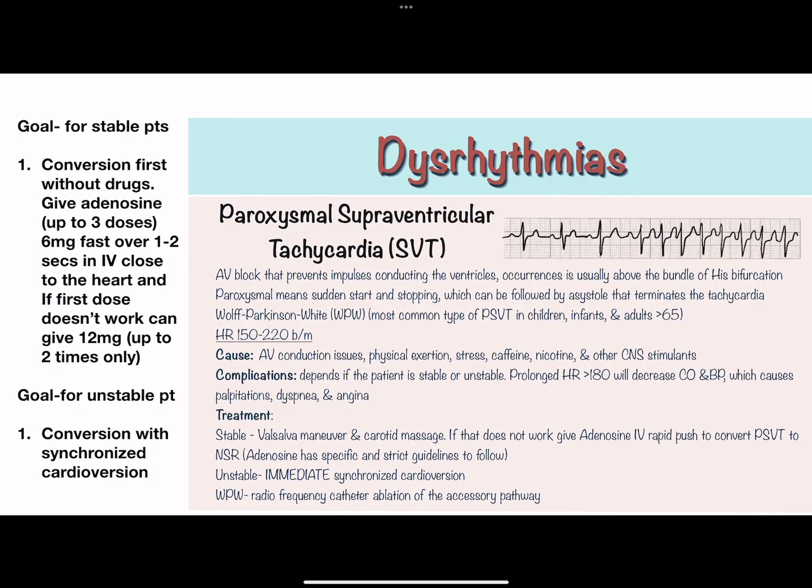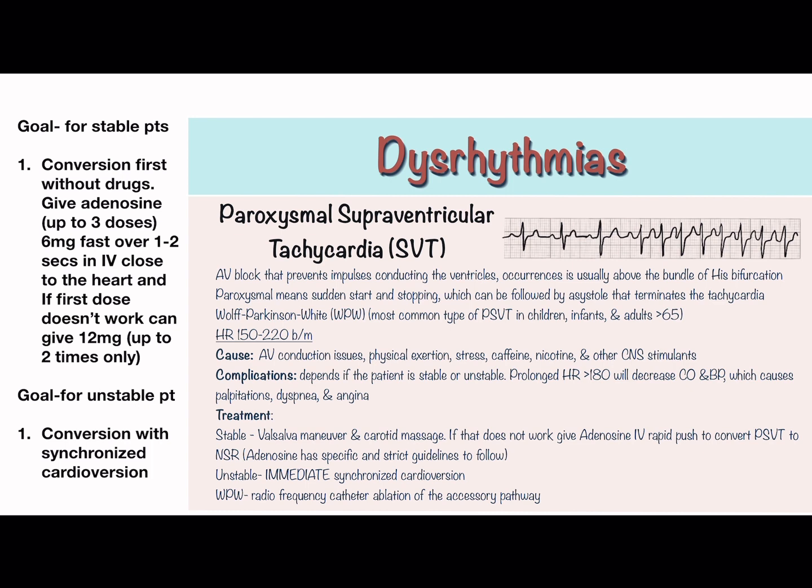Okay, let's talk about paroxysmal supraventricular tachycardia. That's a mouthful, isn't it? Otherwise known as SVT. So this is an AV block that prevents the impulse from conducting to the ventricle. Usually it's happening above the bundle of His.